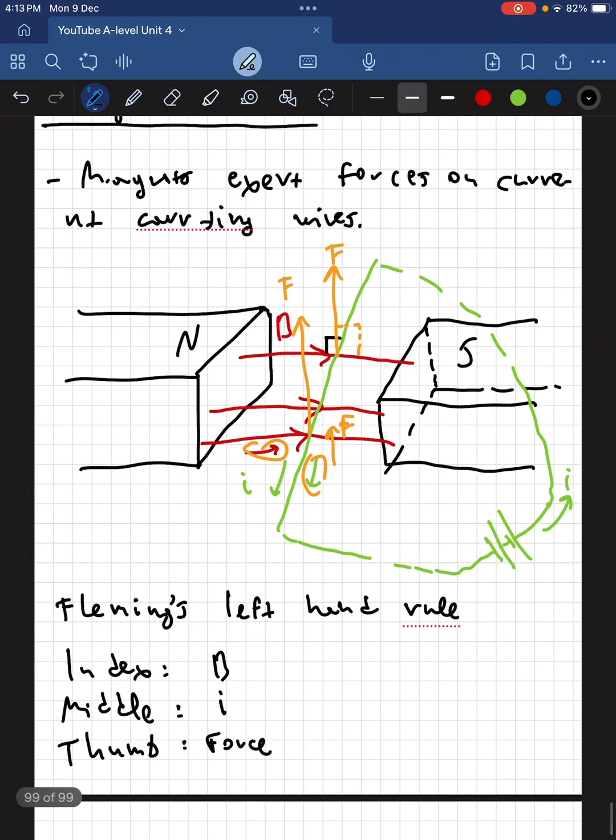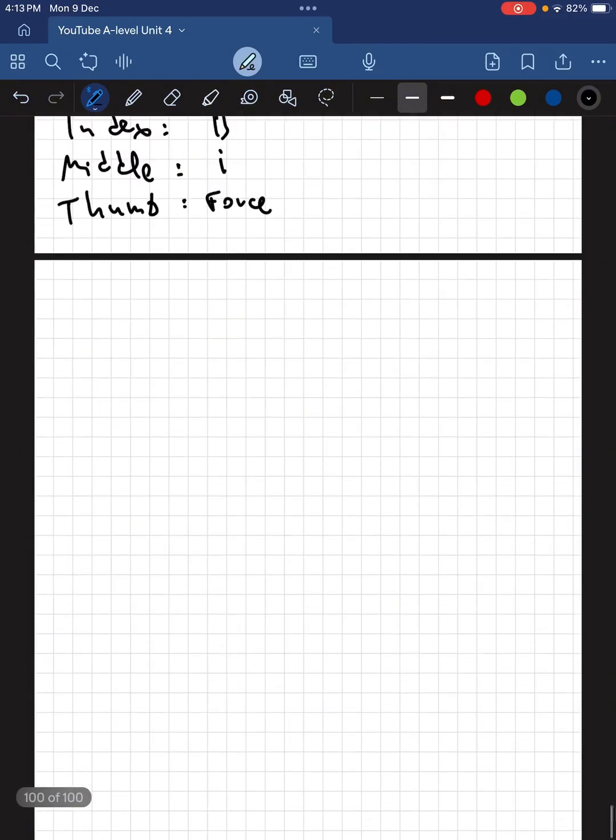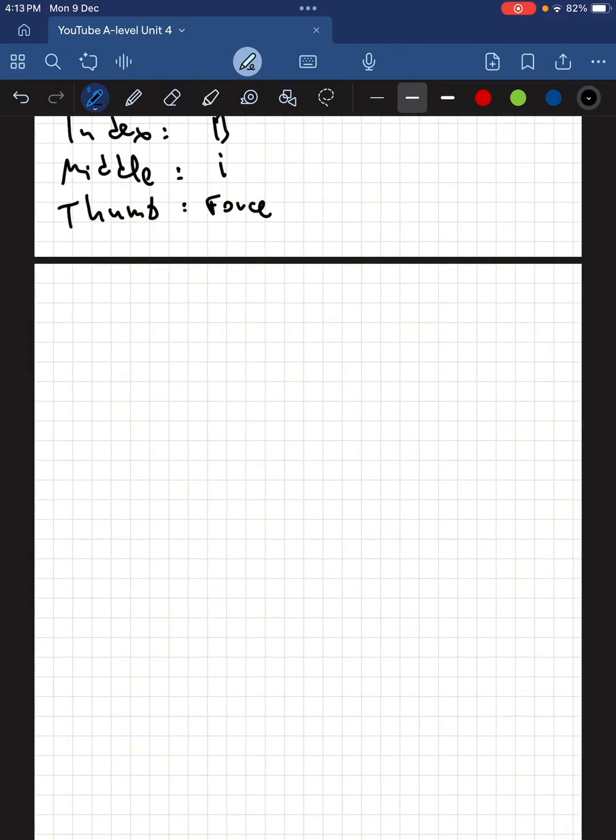So you always start with the left hand: you put your index finger in the direction of B, your middle finger in the direction of I, and the last one is your thumb, which points in the direction of the force, okay? There is a caveat here. Note, if I, the current, is parallel to the direction of B, F is automatically 0, okay?